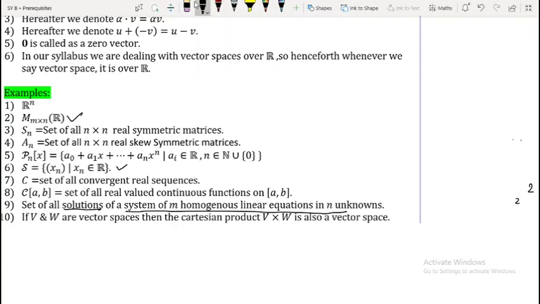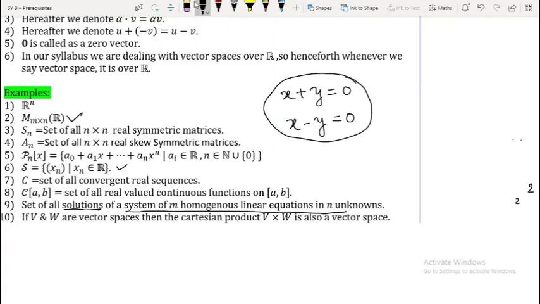For example, you are having some system, say x plus y is equal to 0 and x minus y is equal to 0. The meaning is, you solve this system and whatever solution you get, in this case I am going to get the solution as 0 comma 0. So this solution set is going to be what? A vector space. So this is a vector space over R.